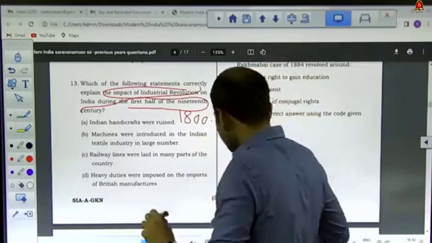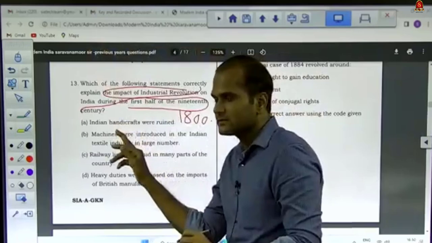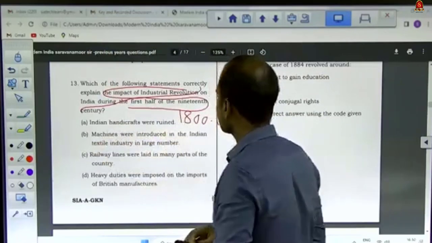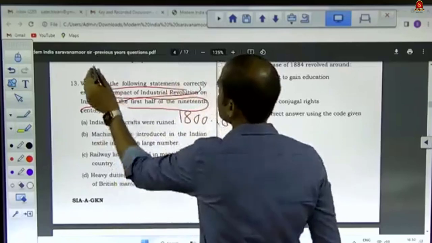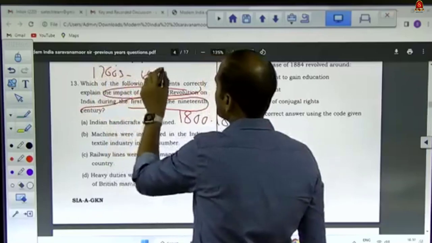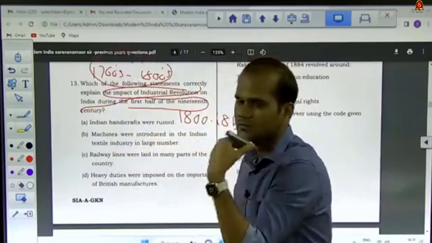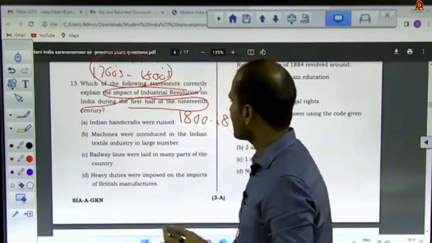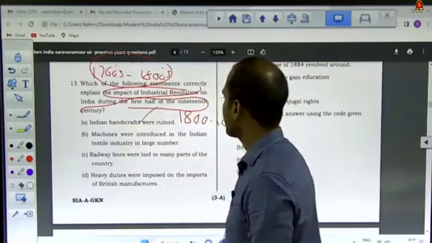1800. The thing is, the second half of the 18th century, then the first half of the 19th century. Correct? What happened? Carefully look at that. The Industrial Revolution started in the 1760s in Britain. From the 1760s to 1800, no major changes in India. But from 1800 onwards, the Industrial Revolution totally destroyed the Indian industries everywhere. Indian handicrafts were ruined. This is the answer.